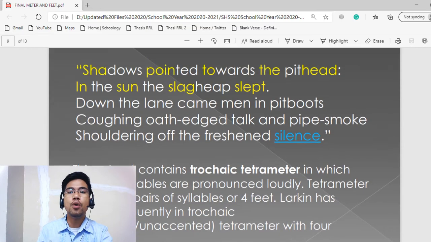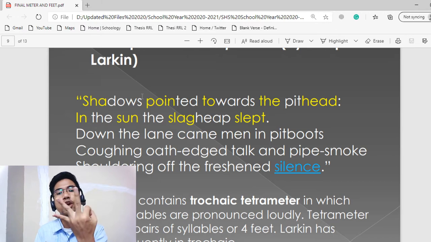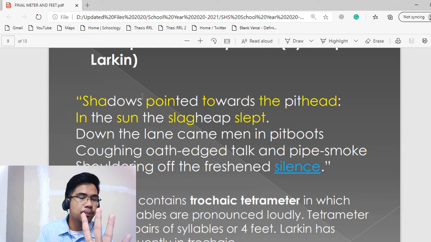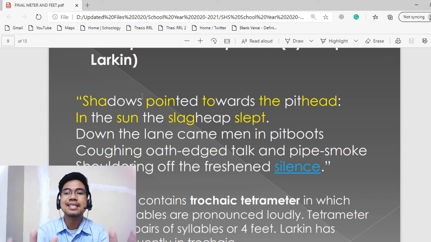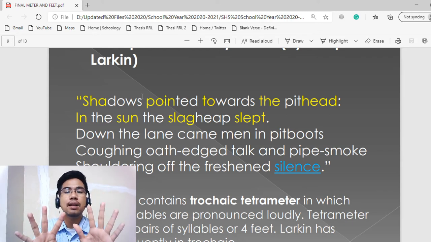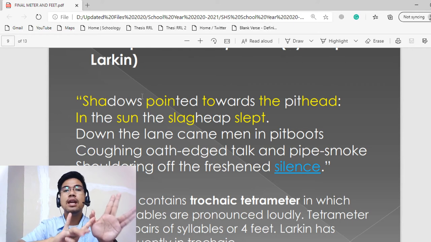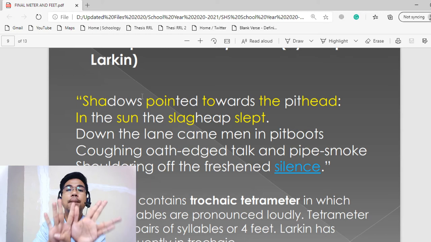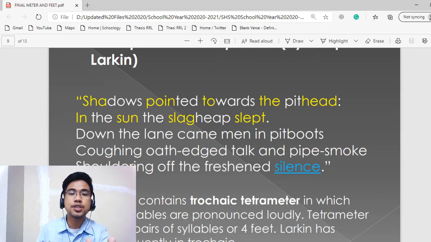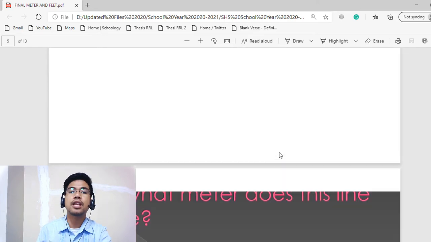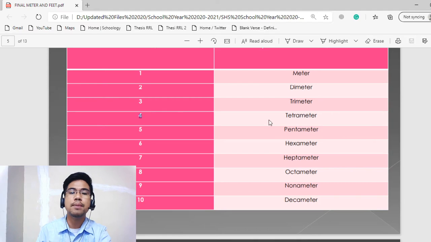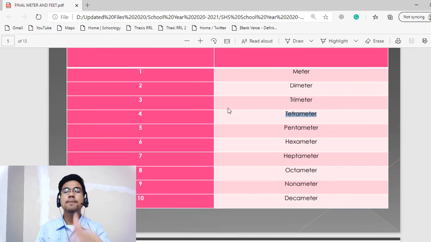Going back to the poem, if we are going to count the number of syllables in the first line, shadows pointed towards the pit head, there are 9. So what happens now if the number of syllables is odd? Class, you only have to consider the number of paired syllables. How many pairs of syllables are there in a 9-syllable line? Only 4. Don't mind the odd one left over. All right? You only have to mind the number of paired syllables. Clear? So there are 4 pairs of syllables in this particular line, so it is called tetrameter. Going back to the table that I've shown you a while ago, if there are 4 pairs of syllabic sound, it's tetrameter. Okay? I hope you understand that.